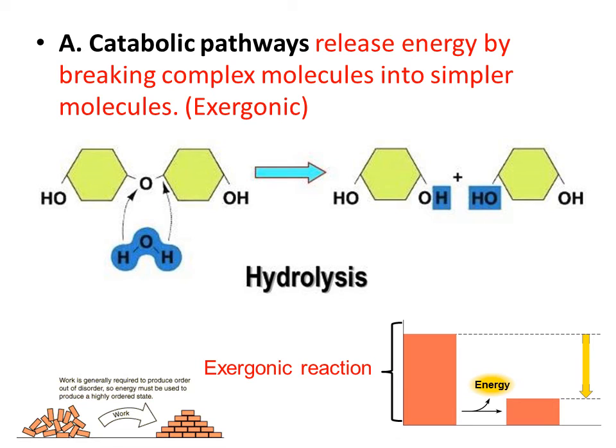The first chemical reaction is catabolic reactions, or the catabolic pathway. Catabolic pathway will release energy by breaking complex molecules into simpler molecules. For example, you can take a molecule like a starch, which is composed of many glucose molecules. You can convert it into individual monomers called glucose, and you will therefore release energy. That is referred to as the exergonic reaction.